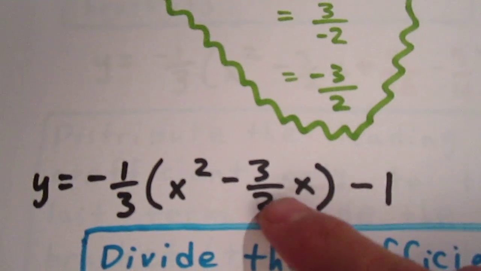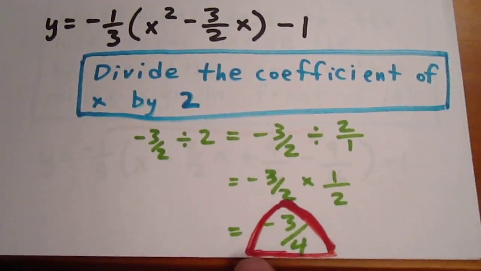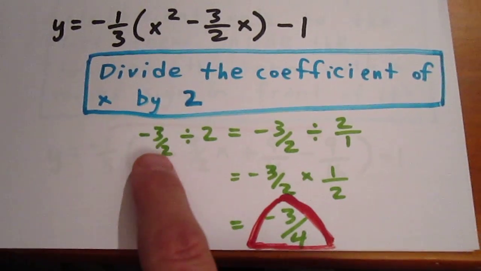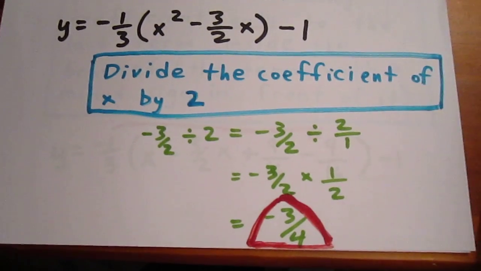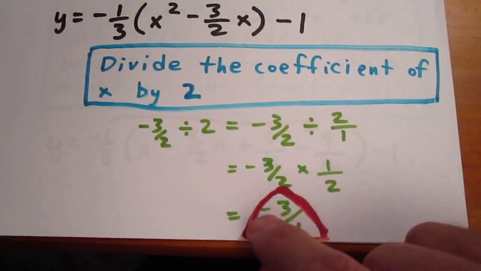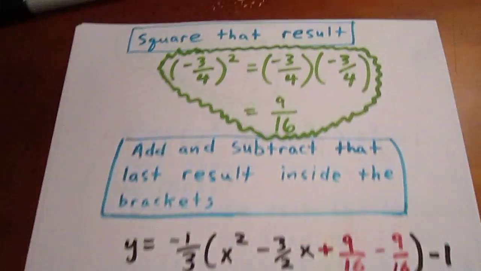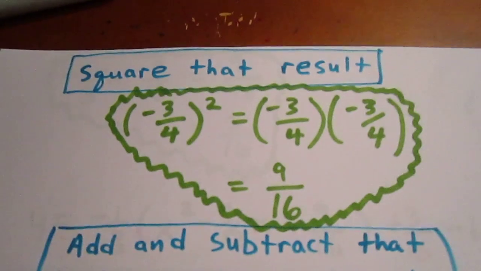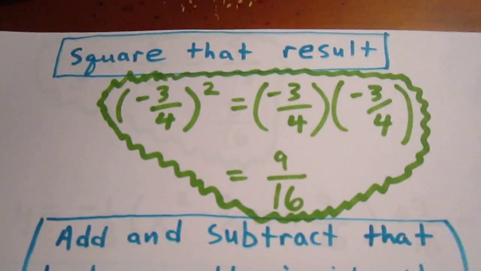What we're then going to do is divide this coefficient of x by 2, put it in a red triangle because it'll become useful later. Negative 3/2 divided by 2 is the same as negative 3/2 divided by 2 over 1. Invert and multiply, you have negative 3/2 times 1 over 2, which is negative 3/4. Remember that number. We're going to square that result. Negative 3/4 times negative 3/4 is 9/16.